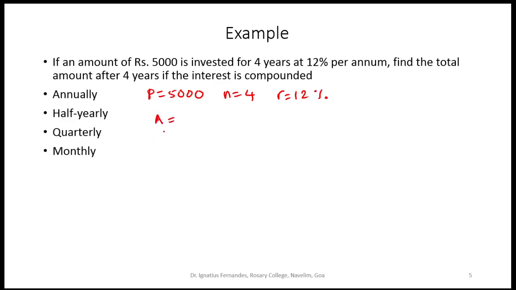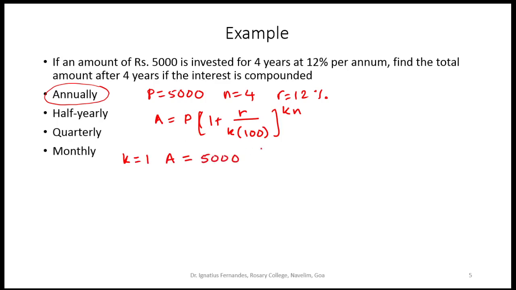So we know that the total amount A is given by the formula P into (1 plus R upon K into 100) raised to Kn. Now in case I want to find out the total amount if the interest is compounded annually, we have to put K equal to 1. In that case the total amount A will be equal to P, here 5,000, into (1 plus 12 upon, now putting K equal to 1, 1 into 100) raised to 1 into N, which is equal to 4.